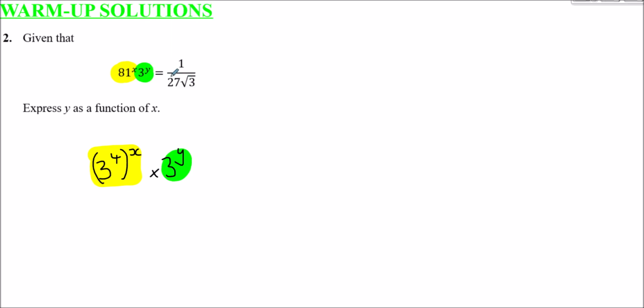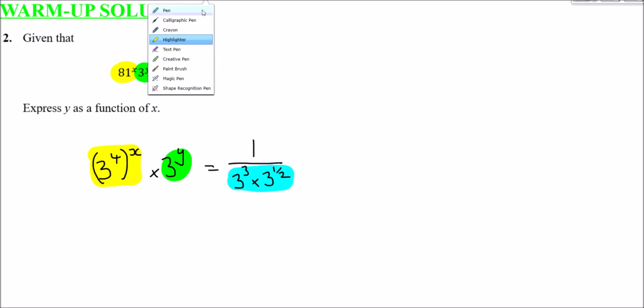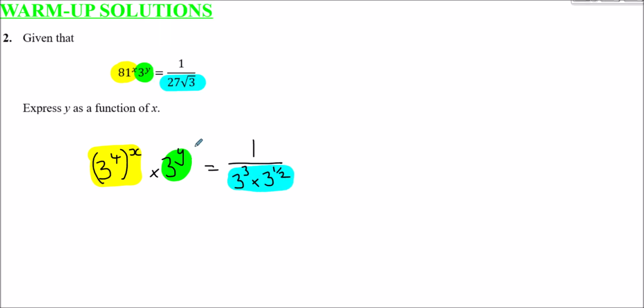And this here, 1 over 27 root 3, again we can simplify, because 27 is 3 cubed, and the square root of 3, the square root of anything just means power half. So again, we can simplify this bottom into this form here. Next, we can invoke the laws of indices.